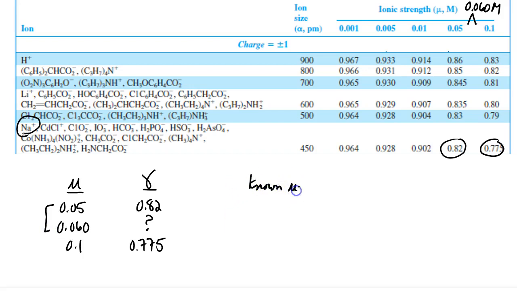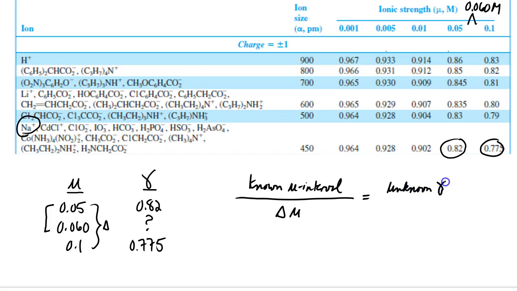And then I set up a proportion, and I'm going to call this the known ionic strength interval. The known ionic strength interval is going to be proportional to the change in ionic strength, which will be this difference, and that's going to be equal to the unknown activity coefficient interval. So that'll be this difference here, and I'm going to put that over the entire range of the activity coefficient, or delta.